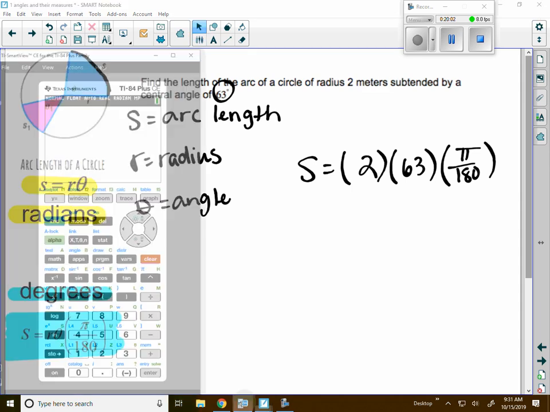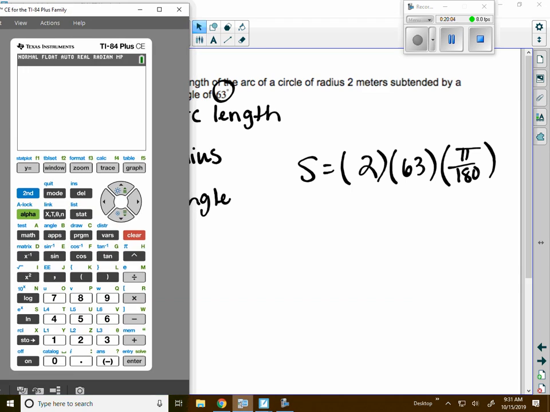No, you don't need to do it in your head. Put it in your calculator. I'm going to show you how to put it in your calculator. I put it in exactly how I have it written. 2 times 63. Hello, we're live. All right, and then our pi over 180. So exactly how I have it written on my paper is how I'm putting it into my calculator. I get 2.199.